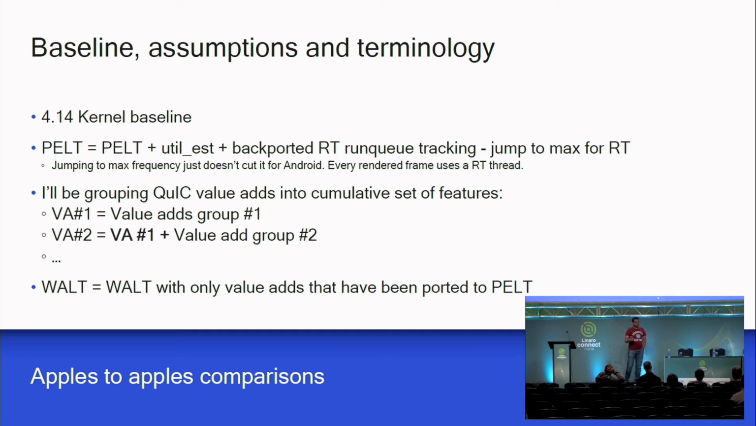Also, when I say value add 1 and 2, I'm grouping all the Qualcomm value adds into different sets and calling them value add 1, value add 2. When I say value add 2, it's a cumulative value add, so it'll have all the changes from value add 1. Whenever I say WALT in the rest of the slides, I'm only talking about WALT with the value adds that have been ported over to PELT. So we have turned off value adds that have not been ported over to PELT yet. This gives you an apples to apples comparison.